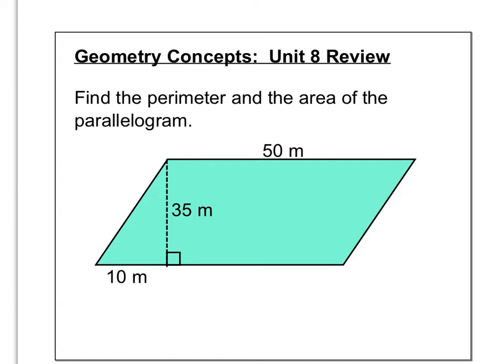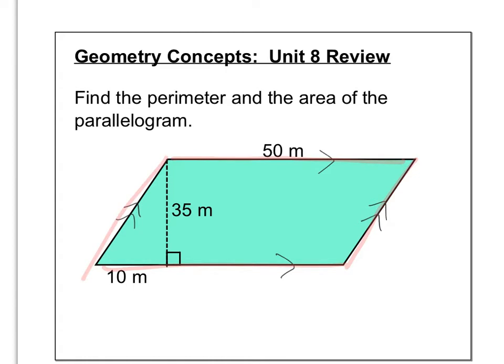And so number one here says, find the perimeter and area of the parallelogram. Remember, a parallelogram has two pairs of parallel sides. So the top and bottom are parallel, and the left and right are parallel. Now it says they want us to find the perimeter and area. The perimeter, if you remember, is the distance around the outside. So we're going to have to add this side, this side, this side, and this side.